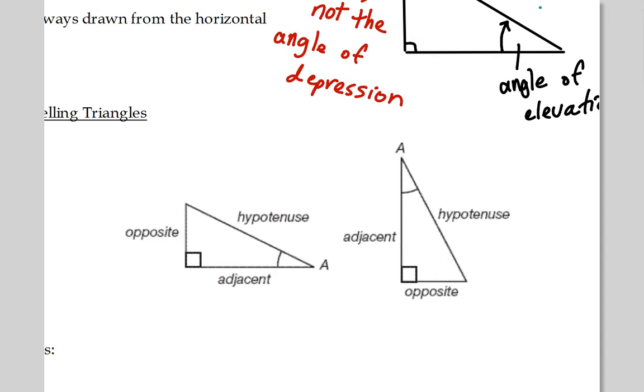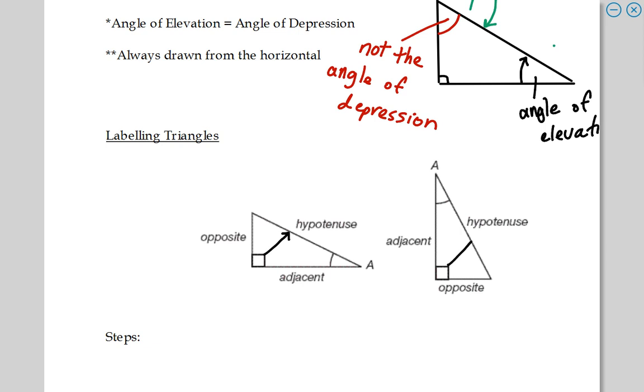Remember I said you only ever work with the two acute angles? So these are the only two possible ways that you can label the triangle. First of all, you know the hypotenuse. Do you agree? The hypotenuse is always straight across.